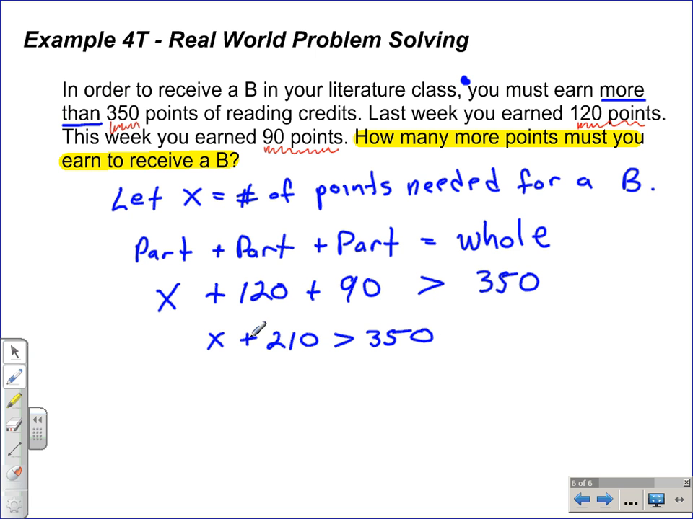Using the subtraction property, because this is an addition sign, I subtract 210 from each side. Two tens on the left go away because they're opposites. They become 0. And x is greater than, when I do this subtraction, 0 take away 0 is 0, 5 take away 1 is 4, and 3 take away 2 is 1. So x is greater than 140. Relating that back to how we defined x, you're going to need more than 140 points to earn a B in your literature class.